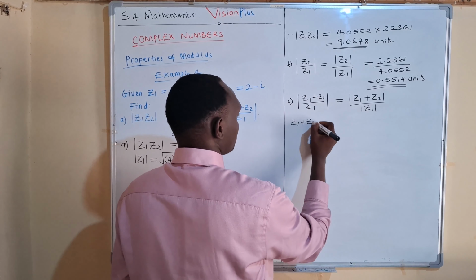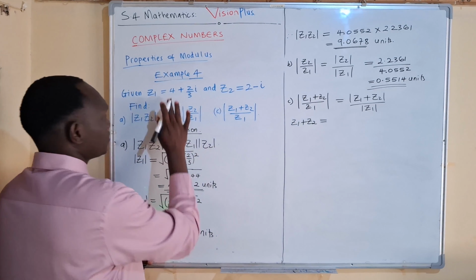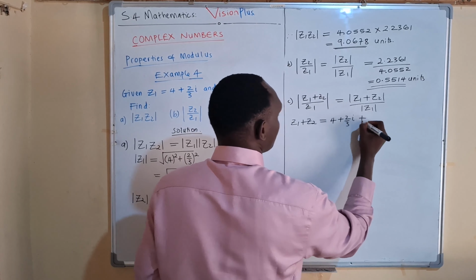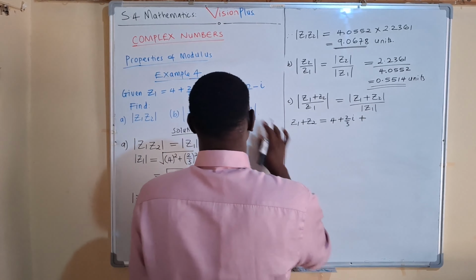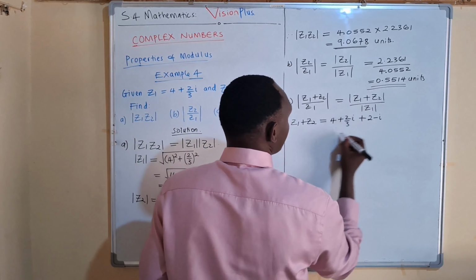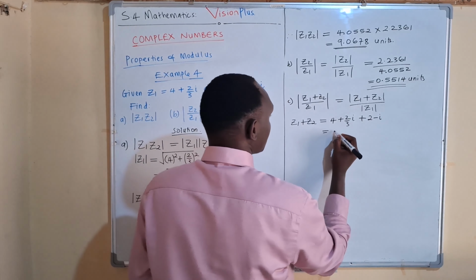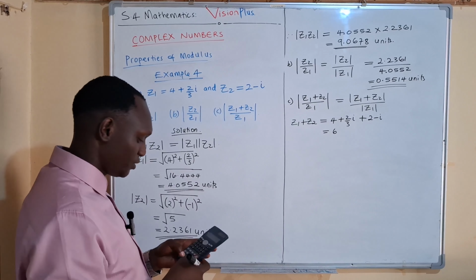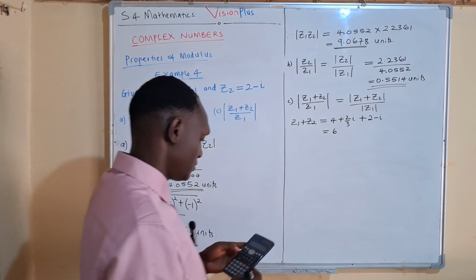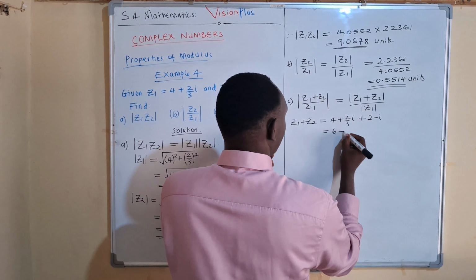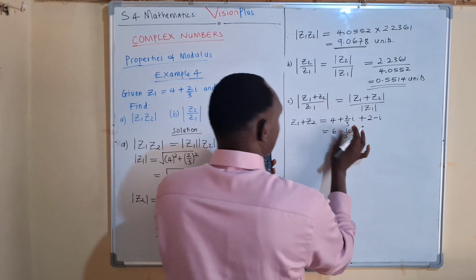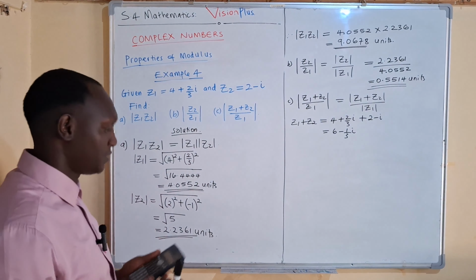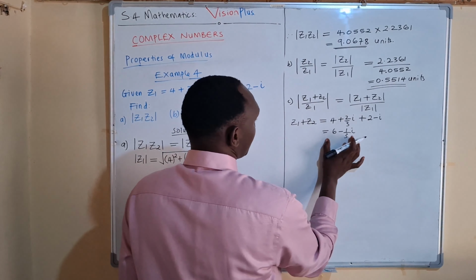Z1 plus Z2 is the same as, you come and substitute. What is Z1? 4 plus 2 out of 3i, but adding it to Z2. What is Z2? Z2 is 2 minus i. Then you collect the like terms. This gives us here 6, 2 plus 4 is 6. What is 2 out of 3 minus 1? 2 divided by 3 minus 1 gives us negative 1 out of 3i. This is just a simple addition, so by now I believe you're okay with it from our list of videos on that. So this is Z1 plus Z2.